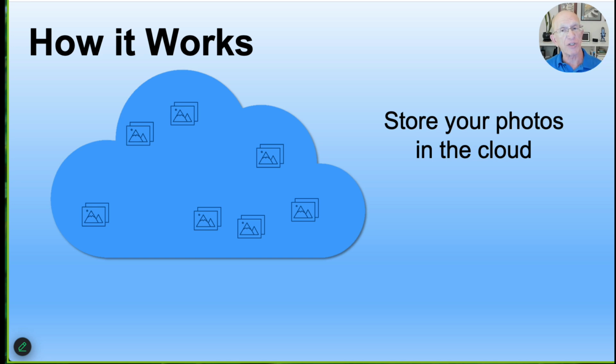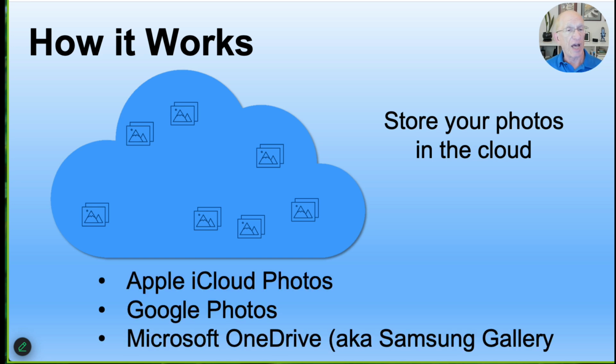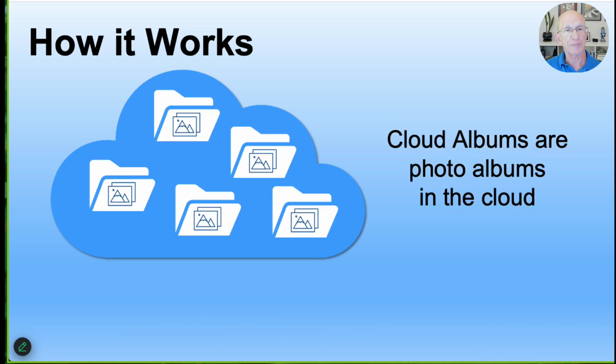So you have all these photos. Apple iCloud, Google Photos, and Microsoft OneDrive, Samsung Gallery all allow you to do this. So they're all pretty much the same in how they work. An album is just an album of photos in the cloud. It's just that collection of stuff that you've created. And you can create that album and as many of them as you want and add photos to it from your photos in the cloud.